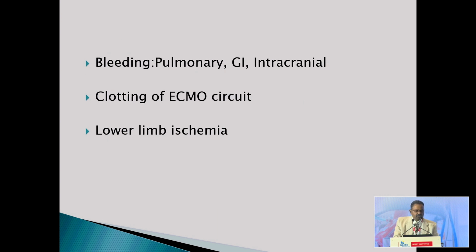Bleeding, of course, can happen in the pulmonary, GI, or intracranial areas during the transfer. And clotting of the ECMO circuit is also possible, so you should have a spare ECMO circuit in your kit so that we can change it. Lower limb ischemia is another possibility. If it is going to happen during the transfer, then maintain with some localized heparin injection through the peripheral distal cannula, or flushing, till you reach a specialized hospital. Warn the specialist hospital that this patient is going to have lower limb ischemia so that they can go directly to the theater and sort it out.